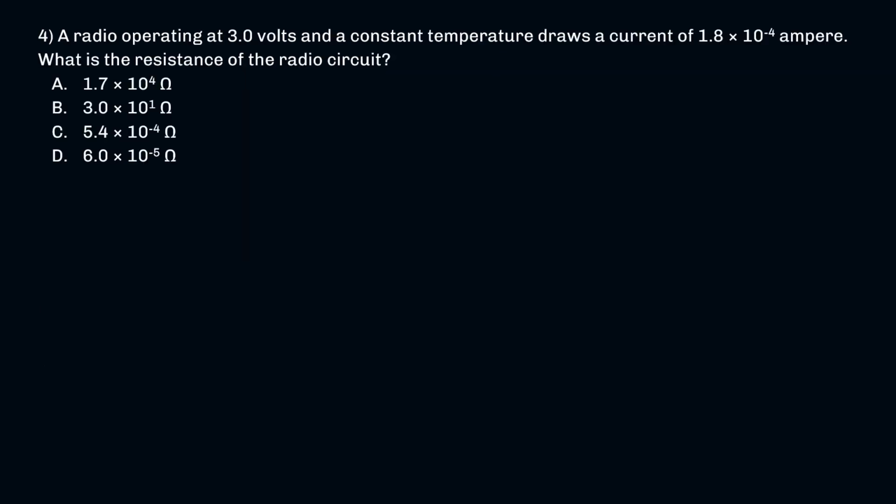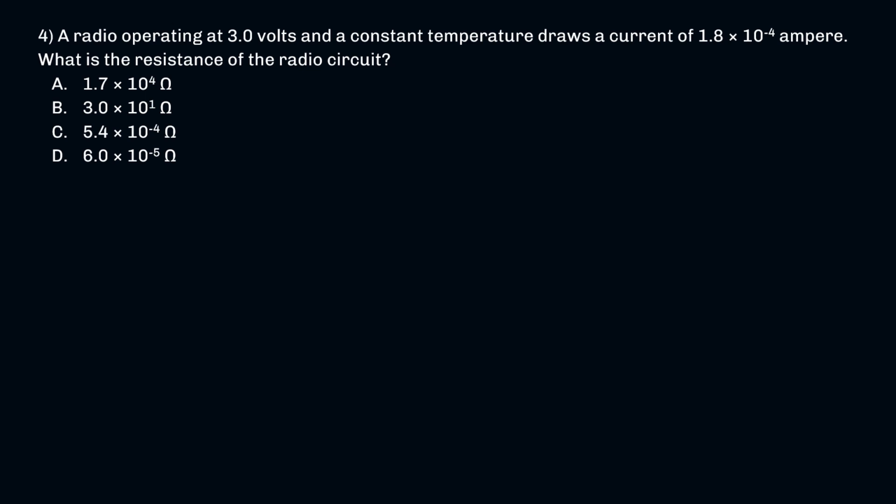All right, so example number 4, a radio operating at 3 volts in a constant temperature draws a current of 1.8 times 10 to the negative 4th ampere. What is the resistance of the radio circuit? All right, so this is our first math question of this. What I'm going to do with this is see what they give me in the question, match up the stuff on the reference table, and see what equation I'm going to end up using.